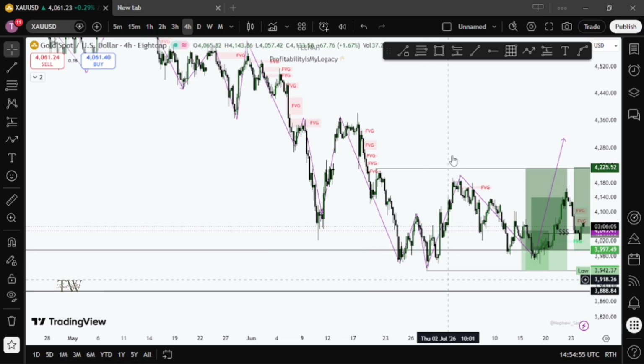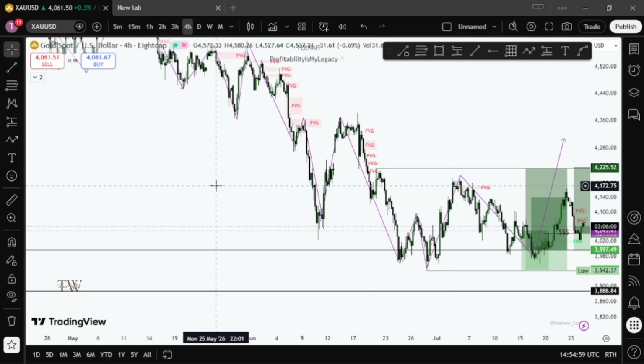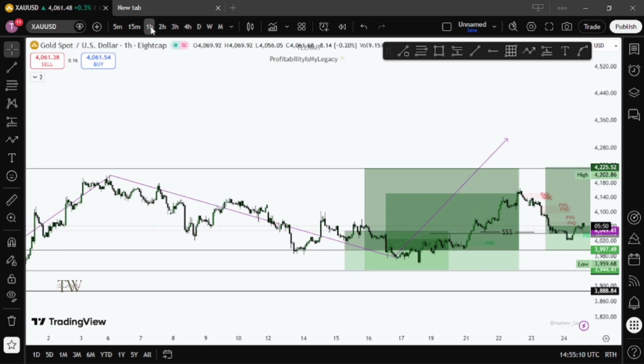Instead, we switched it towards a change of character or a market structure shift. So it's just that self-explanatory. So for the internal break of structures, we are going to mark the internal break of structures and also talk about the valid internal, how you identify a valid internal break of structure.